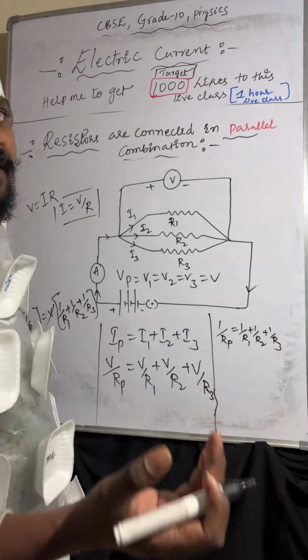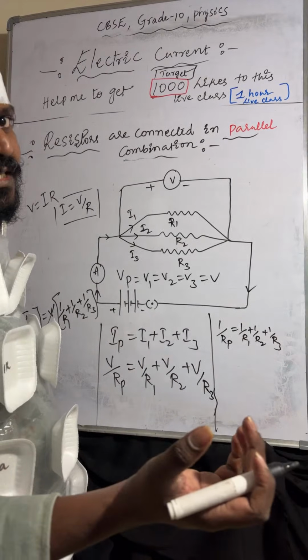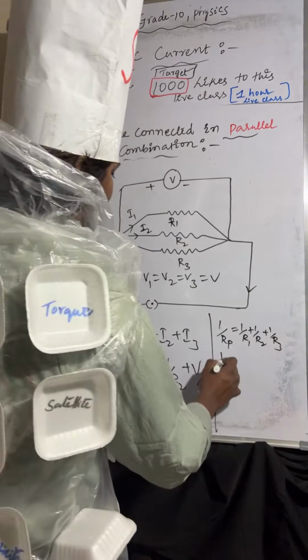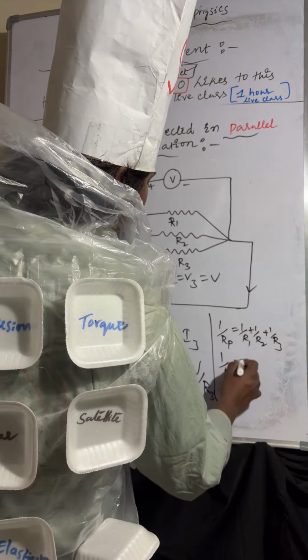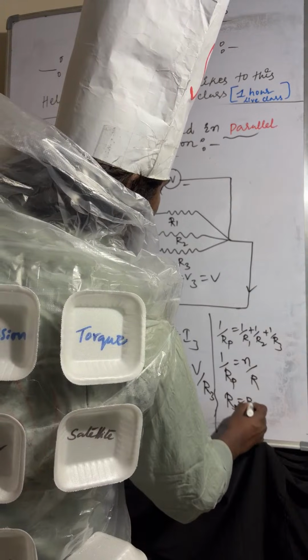If n number of resistors are connected in parallel combination, then 1 by Rp equal to n by R. So Rp equal to R by n.